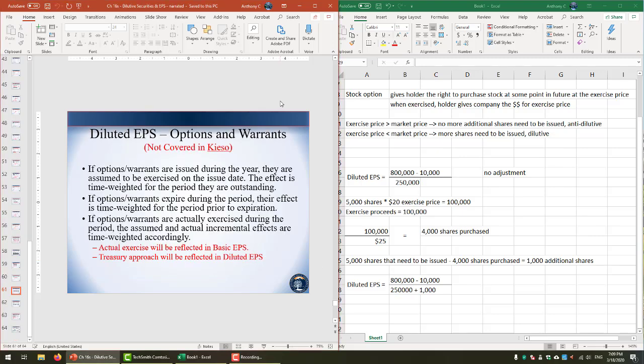This next slide just covers how you would handle the calculation of diluted EPS for options and warrants in some scenarios that aren't covered in your textbook. I'm not going to ask you about these. I just wanted you to be aware of these situations, in case you're studying for the CPA exam and you look back at your notes, you can refer to this.